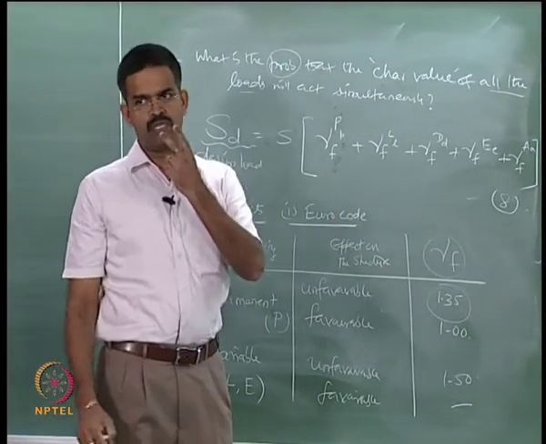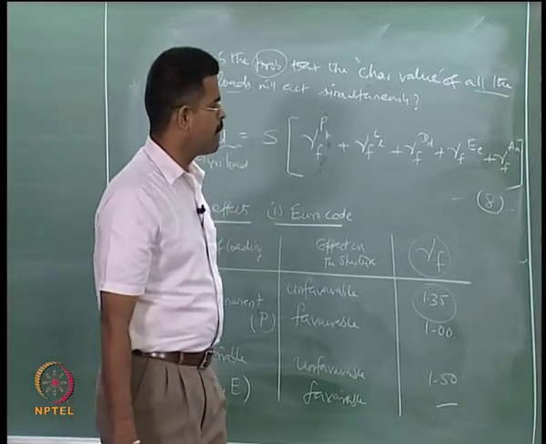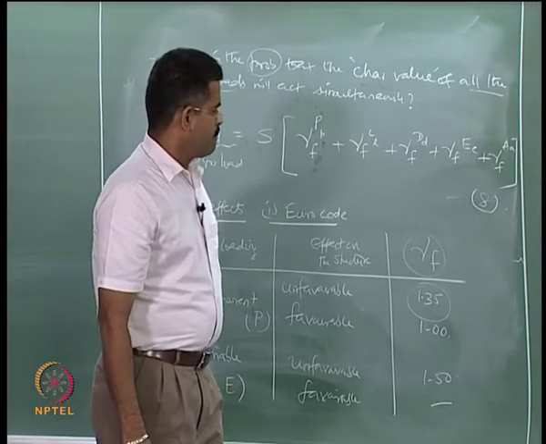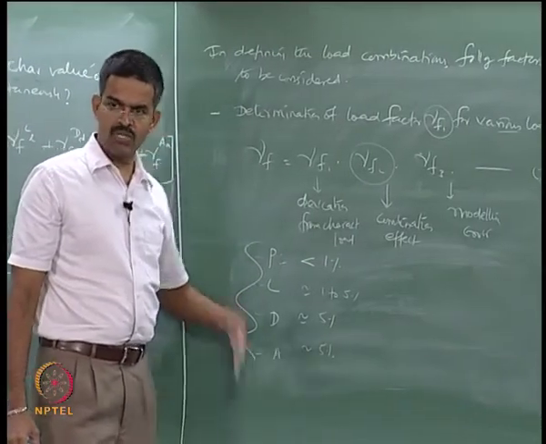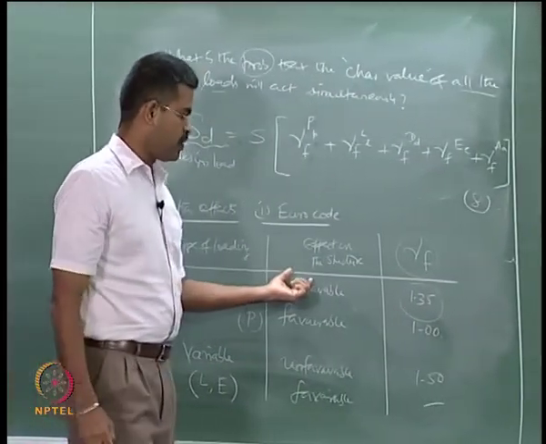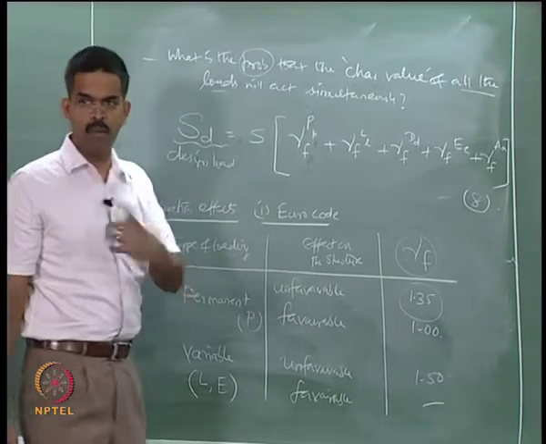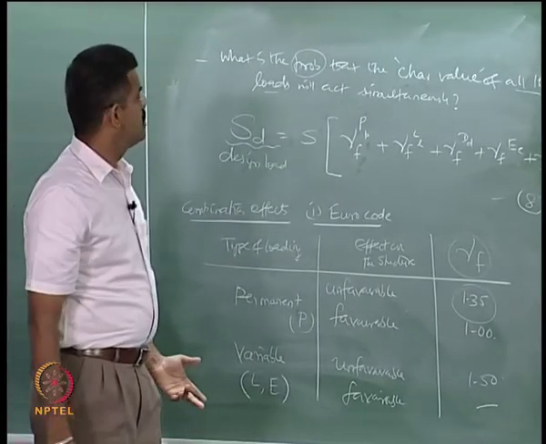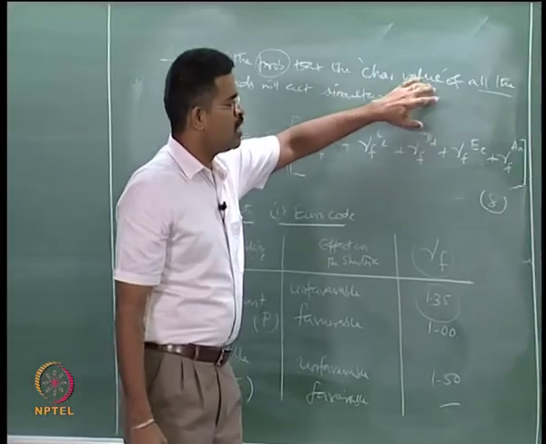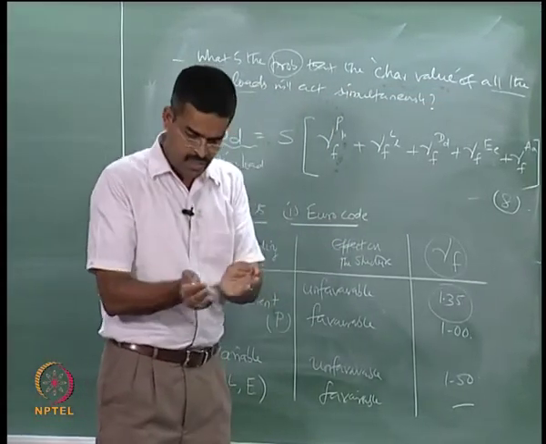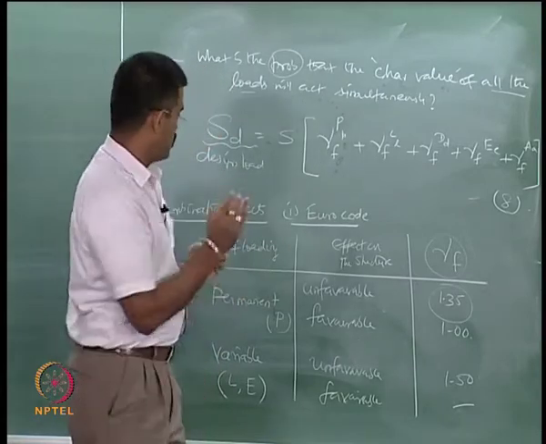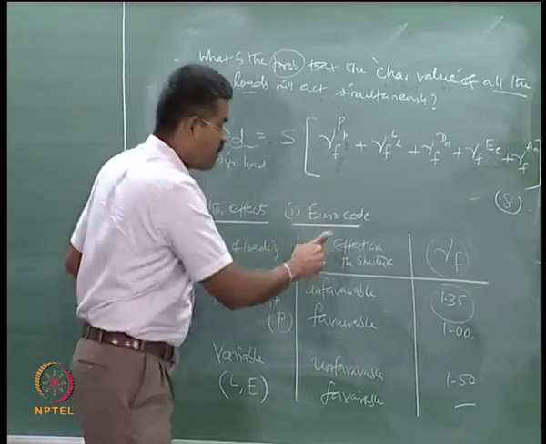of two things. What are the two things? One, what is the deviation of each one of them causing favorable or unfavorable effect on the structure, and what is the probability that the characteristic value of these loads will occur simultaneously. Addressing these two factors together, Eurocode has advised the effect on the structure.